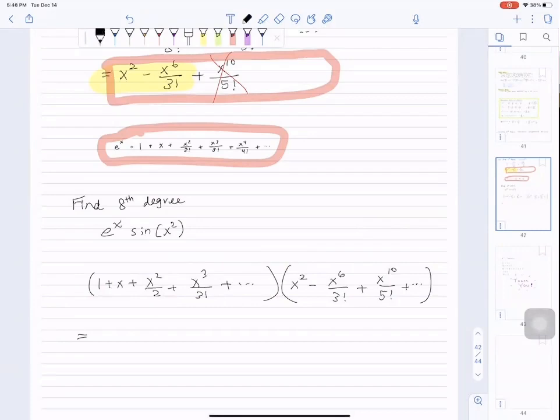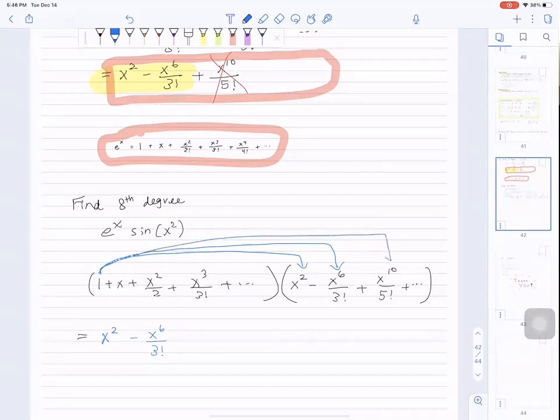You have to FOIL. So we start with the 1. 1 times x squared is x squared, plus 1 times this second term, that's minus x to the 6 over 3 factorial. Now if we did one more, we get 1 times this x to the 10th, which gives you x to the 10th. But remember, we're stopping at 8, so we don't even need to write that. You don't need that last FOILing part. That's just FOILing with the 1, but we didn't FOIL the other terms. What about this x times x squared? That would give you x cubed.